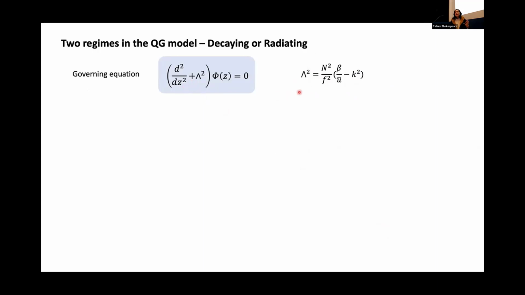So depending on the sign of lambda square, we will have different formulas of analytical solution which are associated with 2 regimes in the QG model, decaying or radiating. And we will see this very soon. And what determines the sign of lambda square? We can easily tell from this formula here. It is related to the background velocity as well as the horizontal scale of the topography. And K is the wave number we saw from the last slide.